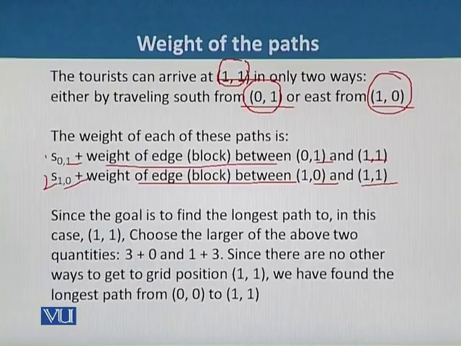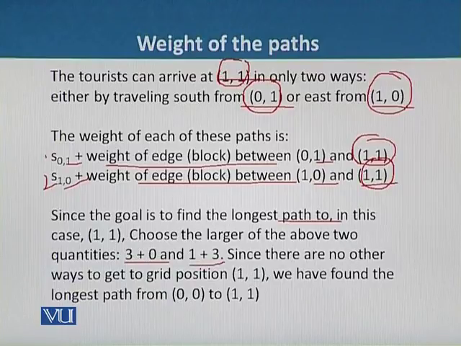So since the goal is to find the longest path, and the longest path in this case is 1, 1, we will choose the larger of these quantities, because we know we have to calculate the largest path, that is Sij, as well as the largest grid value, that is Snm. So in this case we will consider the maximum value, and in this case it is 1 plus 3, that is equal to 4, as compared to 3 plus 0, that is 3. So we will consider this value as the value of S1,1.